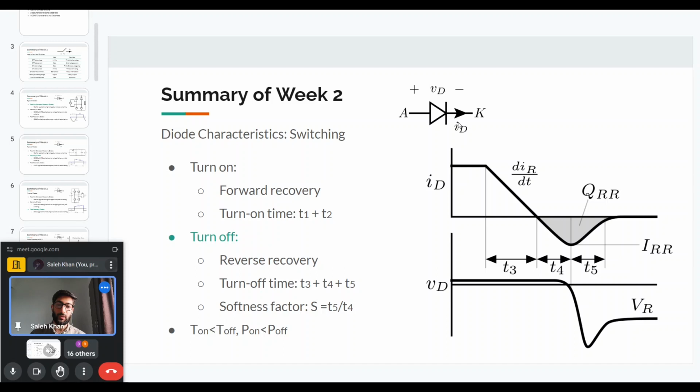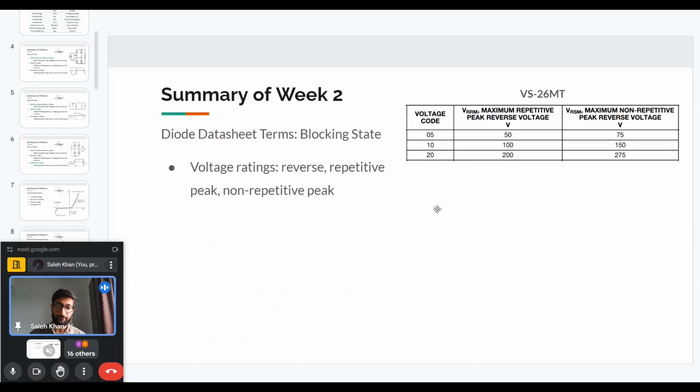Now we can come to some of the datasheet parameters of the diode. Firstly, we'll see some voltage ratings, and these are basically the voltage that the diode can block. Many different kinds of ratings are provided in the datasheet. So for example, here I'm showing one device that was provided as an example in the lectures.